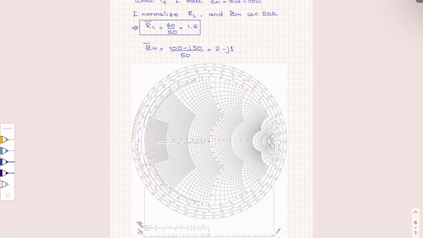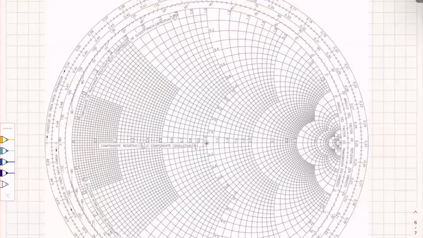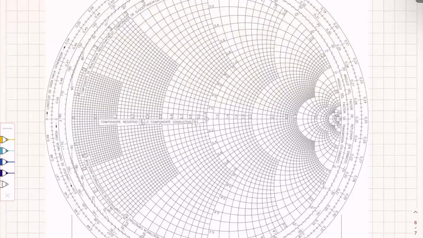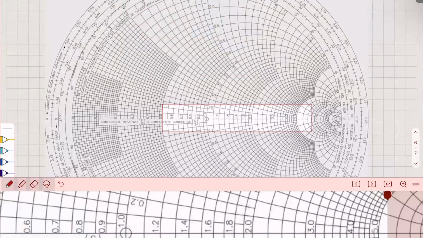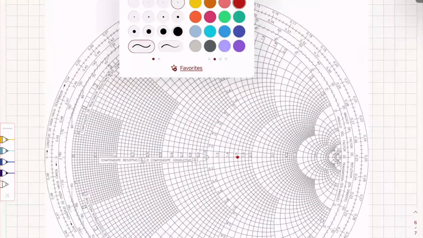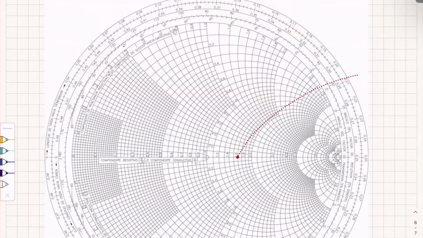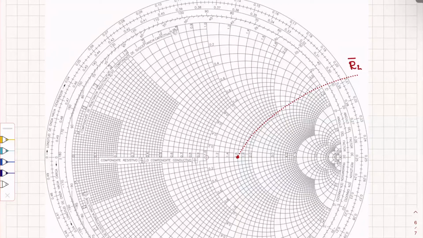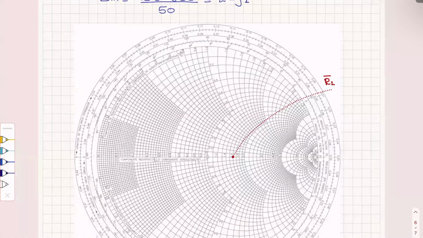For R sub L, it's 1.6, it has only a real part. So practically I have to find it on the horizontal axis, and I'm looking where 1.6 is, which is here. And this one is R sub L normalized, so I'll put it here, R sub L normalized.